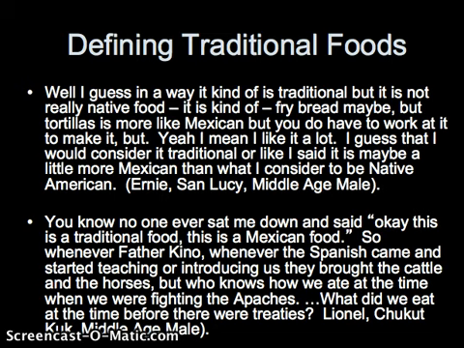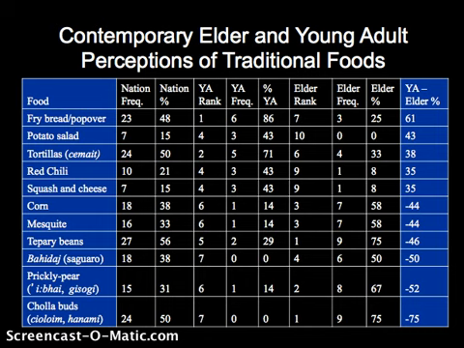On the other hand, Lionel from Cook District notes that, well, when do we actually define the time that is traditional? And so this is the idea of trying to put a strict time boundary on when tradition happened. And indeed, tradition is something that changes over time, and this was fairly evident in contemporary elder and young adult perceptions of traditional foods.